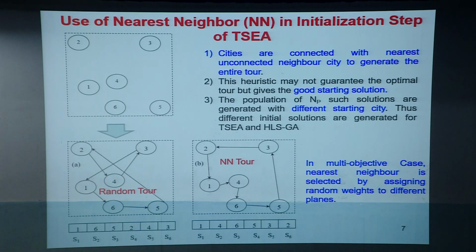But let's say multi-objective is there. So in multi-objective, you need to find out the nearest neighbor with respect to all M planes. In this case, we are looking at only a single plane, which is here in the figure. But in multi-objective, there are M parallel planes. So in such cases, what we are doing is we are assigning random weights to all M planes, and we are summing up their distances, and that weighted distance is used for applying the nearest neighbor.